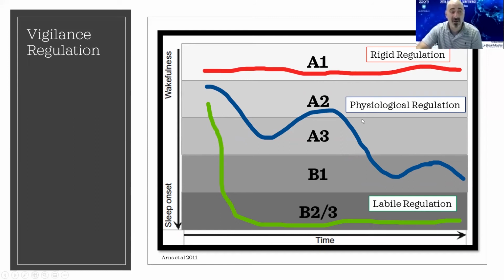Physiological regulation, not my favorite term for this, but that's what Jay called it. So that's what we're going to use. And we start to see this pretty healthy oscillation out of A1, down into A2, into A3, back to A2, down to B1, and then a rise again, and then a fall again.